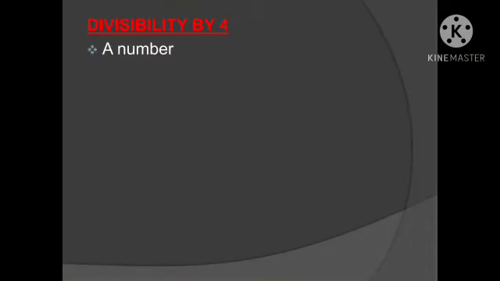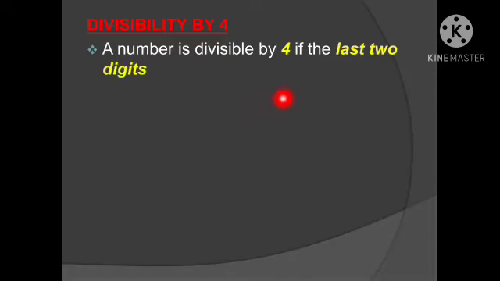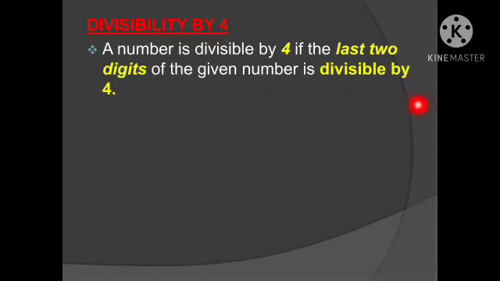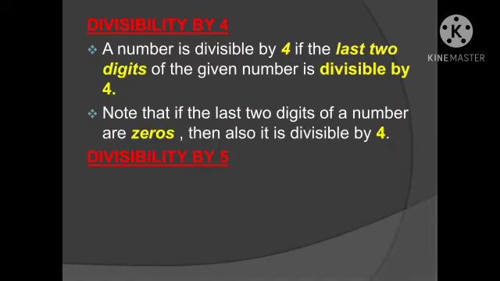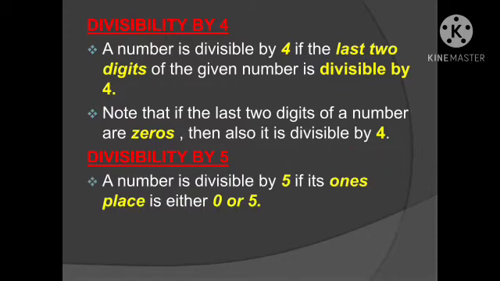Then divisibility by 4. A number is divisible by 4 if the last two digits of the given number are divisible by 4. Students, note that if the last two digits of a number are zeros, then also it is divisible by 4. Then the next one is divisibility by 5. A number is divisible by 5 if its ones place is either 0 or 5. Ones place should be 0 or 5.